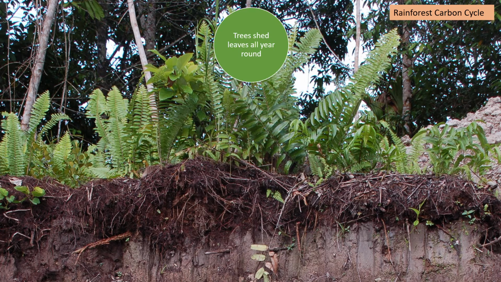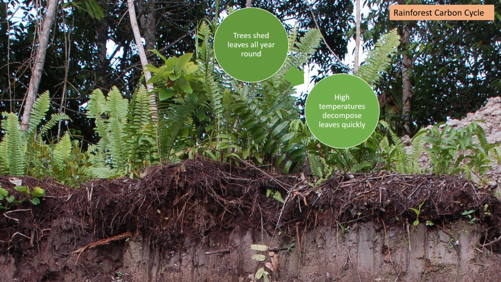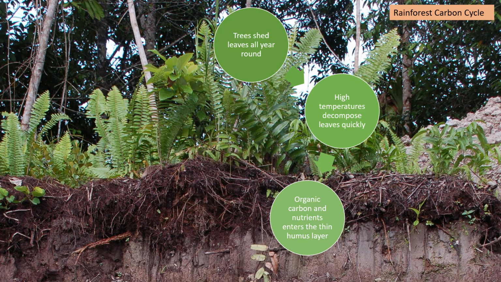So how this works is the trees, these evergreen trees, are losing their leaves all year round. They don't lose them at one part of the year like deciduous trees, and because they're losing them all year round, that can then be attacked by those high temperatures. The bacteria can decompose it really quickly.